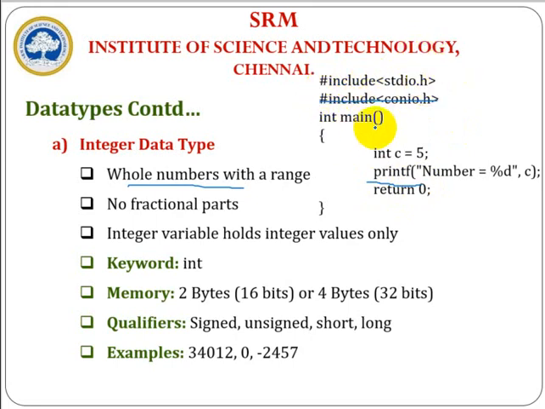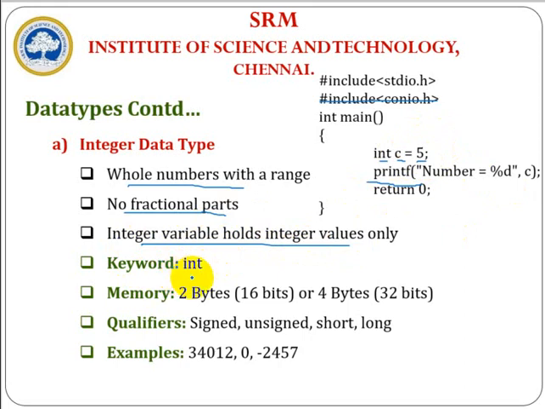Okay. And then int main. Then we have int c equal to 5. So what I'm doing is creating a variable c of the integer data type and assigning the value 5 to c. The c holds 5, and there is no fractional part, so you should not give .0 or something. It should be only a whole number. Integer variables can hold only integer values.